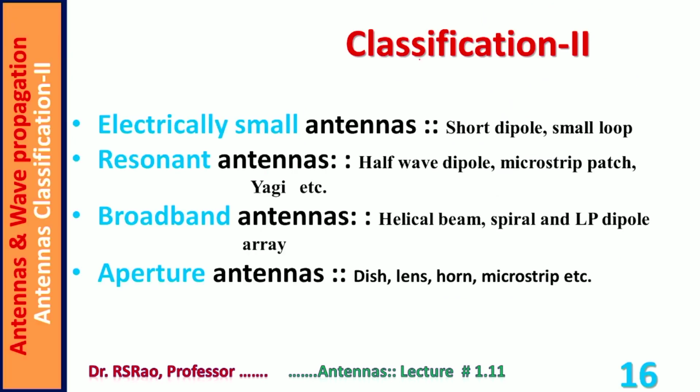Another classification is also there, let us call it classification 2. This classification divides antennas into 4 categories: electrically small antennas, resonant antennas, broadband antennas, aperture antennas. Short dipole, small loop are examples for electrically small. Half wave dipole, microstrip patch, Yagi, etc. are examples for resonant antennas. Helical beam antenna, spiral and LP dipole array are examples for broadband antennas. Dish, lens, horn, microstrip, these are all examples for aperture antennas.